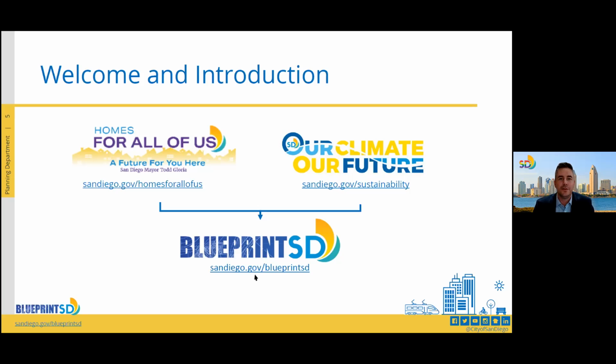There's a great deal of change occurring at the state, regional, and local levels in the housing and climate space. And we need to ensure that we're planning for local land uses, infrastructure, and public spaces in a way that complements state and regional efforts. And in particular, we're seeking to support and implement the transportation plan of our regional planning agency called Five Big Moves through the Blueprint Initiative.